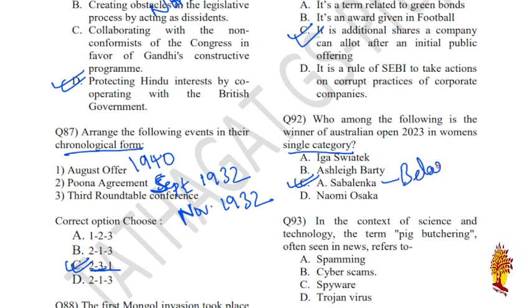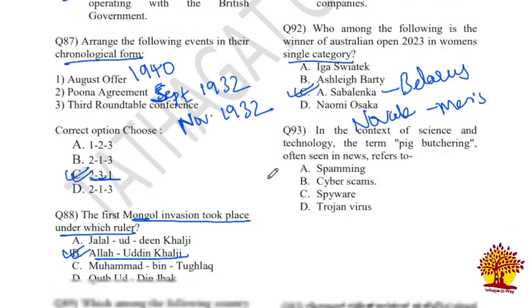Is the right answer. Next, in the men's category, Novak Djokovic has won the title. In men's category. Next one, 93rd.